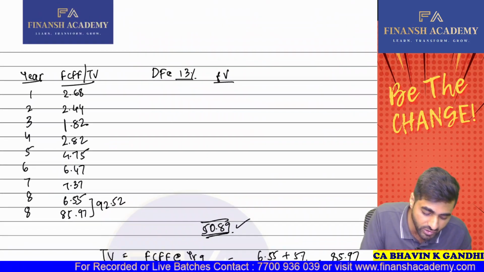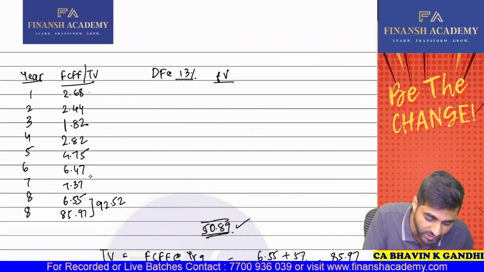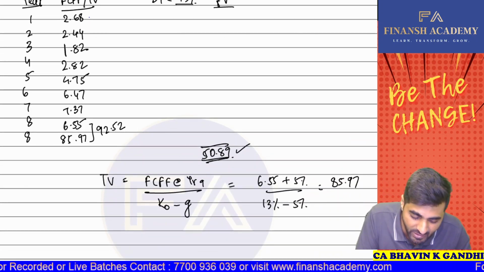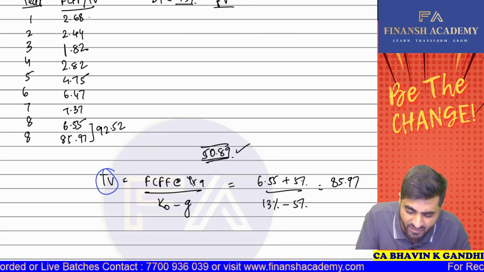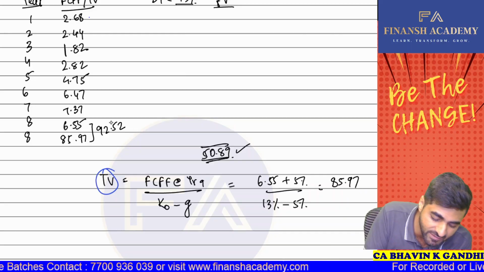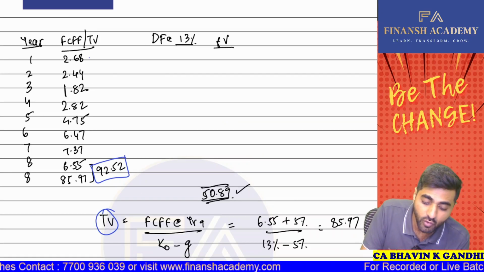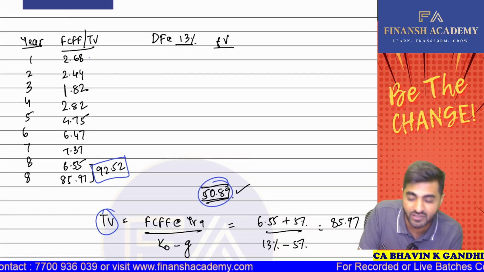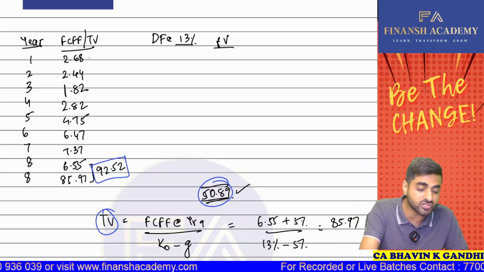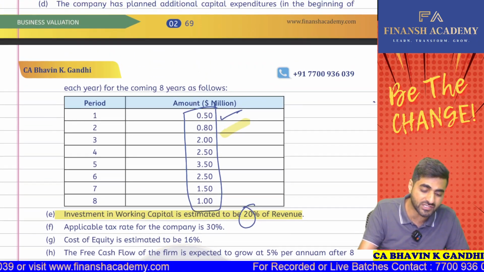As you can see, 1, 2, 3, 4, 5, 6, 7, 8, and then the cash flows are going to be constant. So we'll be using the terminal value, which is FCFF at year 9 upon Ke minus g. This will give you 85.97. Eventually, this is 92.52, which we need to discount at 13%. And eventually, this is the value, which is 50.89. So this is how, my dear students, we are going to solve your question number 7.